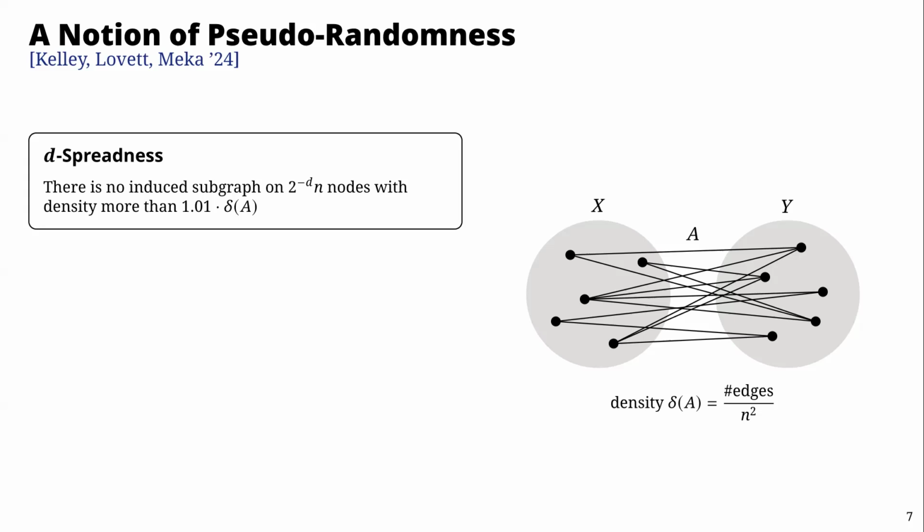Unfortunately, this property is not really well suited for us because we are interested in an algorithmic setting. And d-spreadness is something which is somewhat hard to handle.